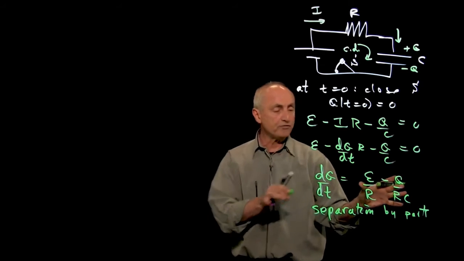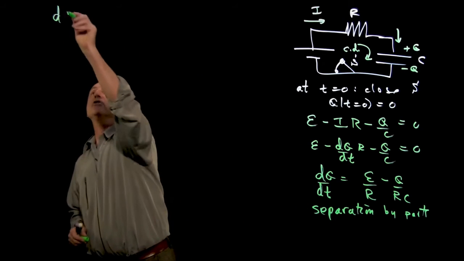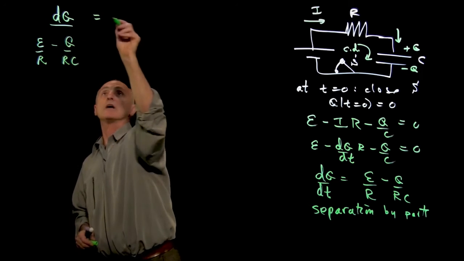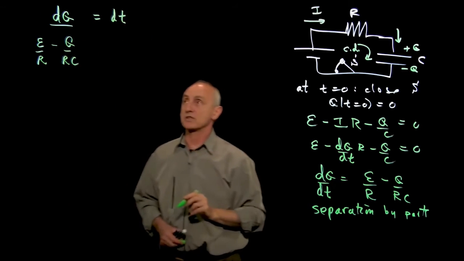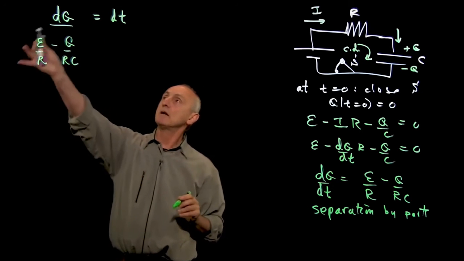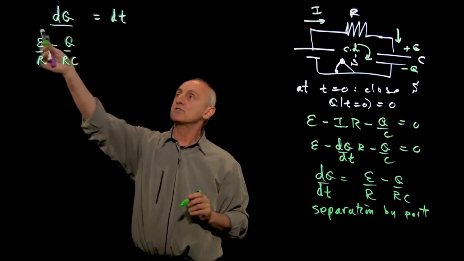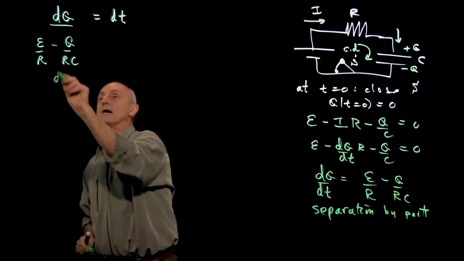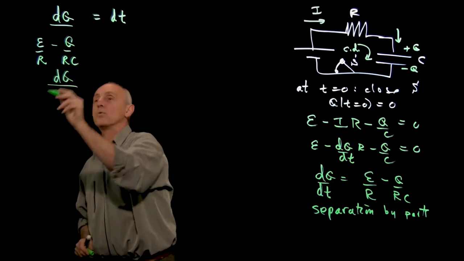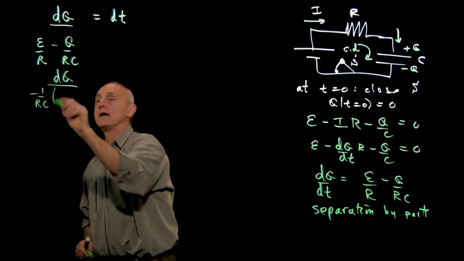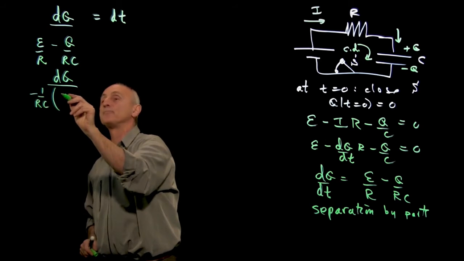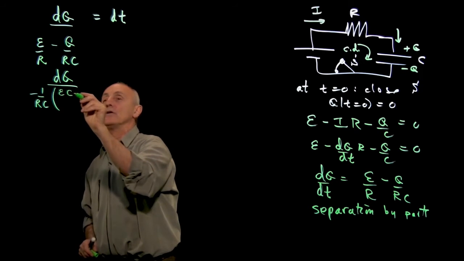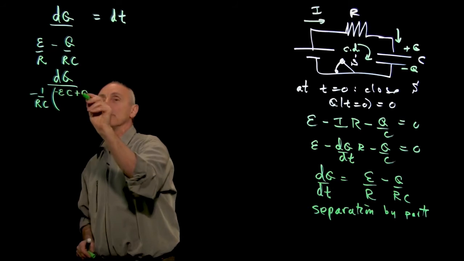What you have to do is take this whole function, dQ over E over R minus Q over RC, to this side, and put the dt over to that side. Now, I can integrate both sides, and you may recognize this as a natural log, but to make this integral easier, I'm just going to do one more step, which is to pull out minus 1 over RC, and then this side becomes C times E, and over here, the minus sign plus Q.